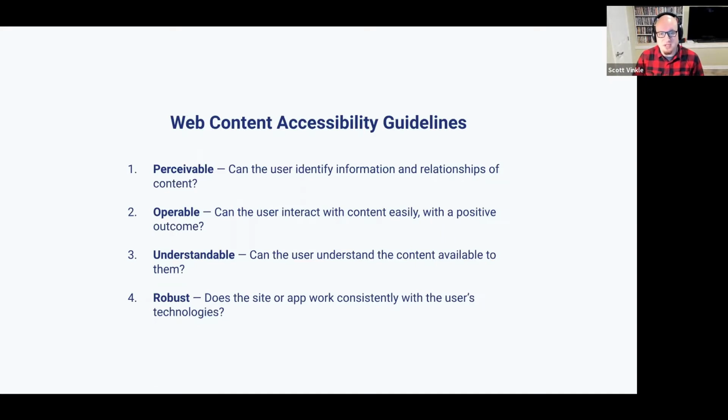Can the user identify information and relationships of content? Operable. Can the user interact with content? Understandable. Can the user understand the content available to them? And robust. Does the site or app work consistently with the user's technologies? Is it built in a way that will continue to work with browsers and assistive technologies moving forward?